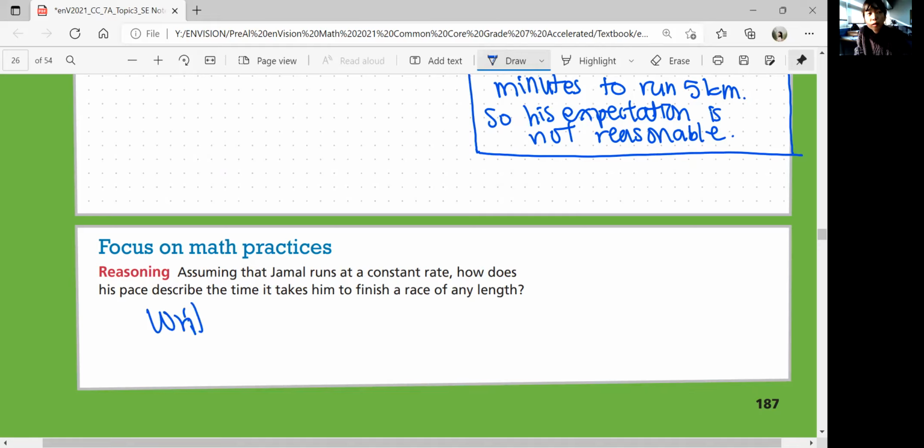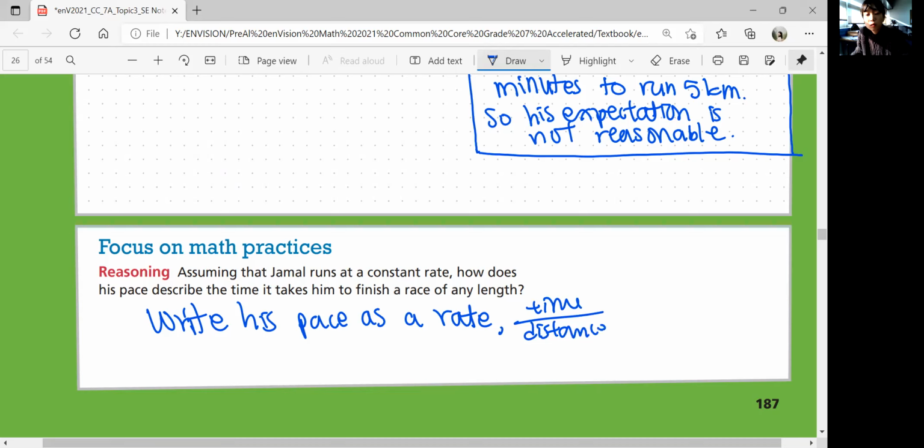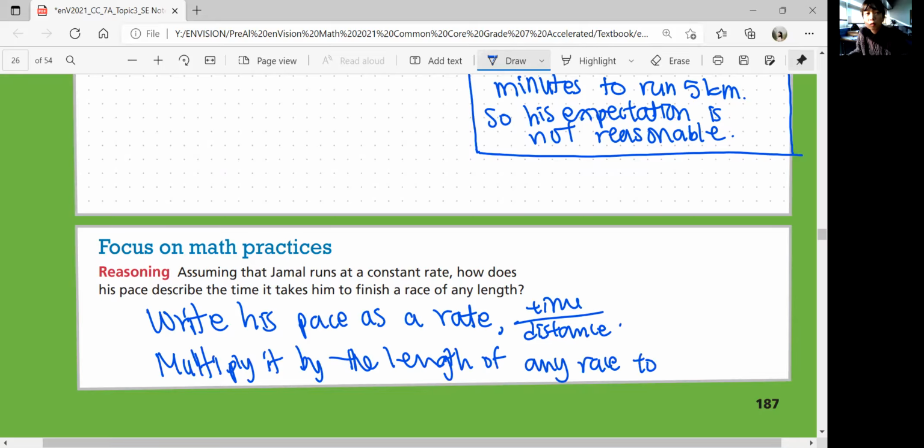So you can first write his pace as a rate, time over distance, and then you can multiply it by the length of any race to find the time it takes to finish that race, right?